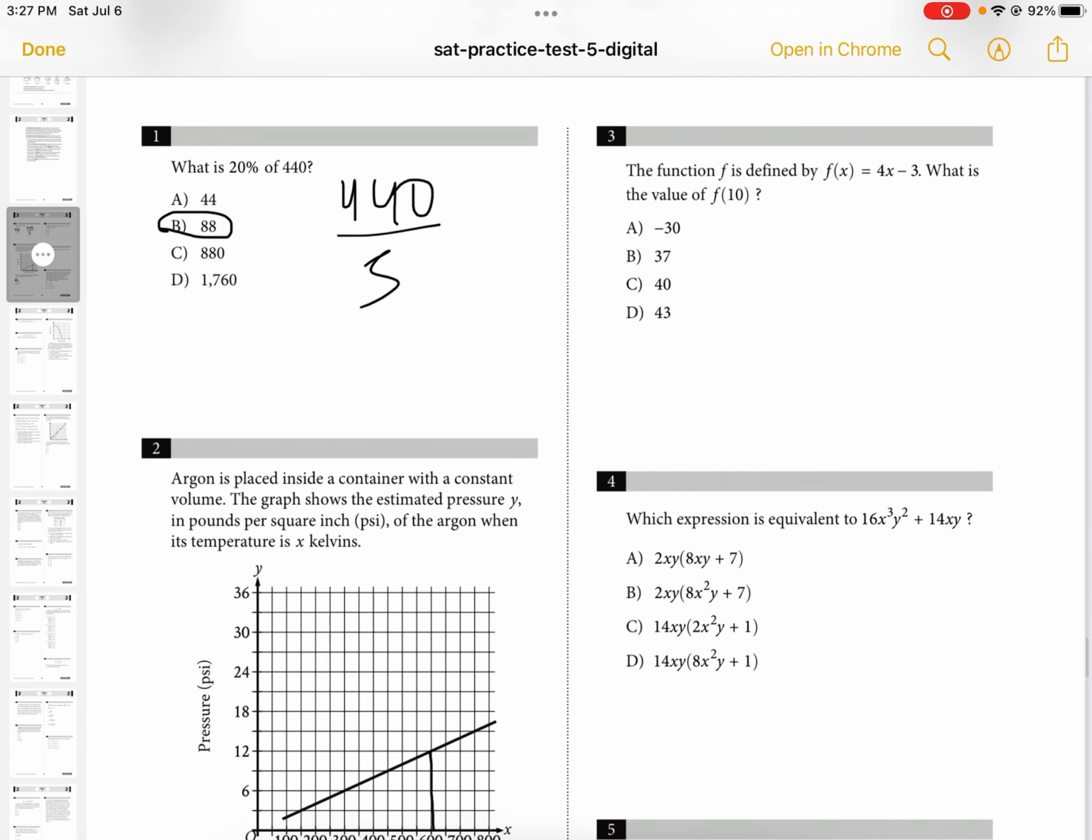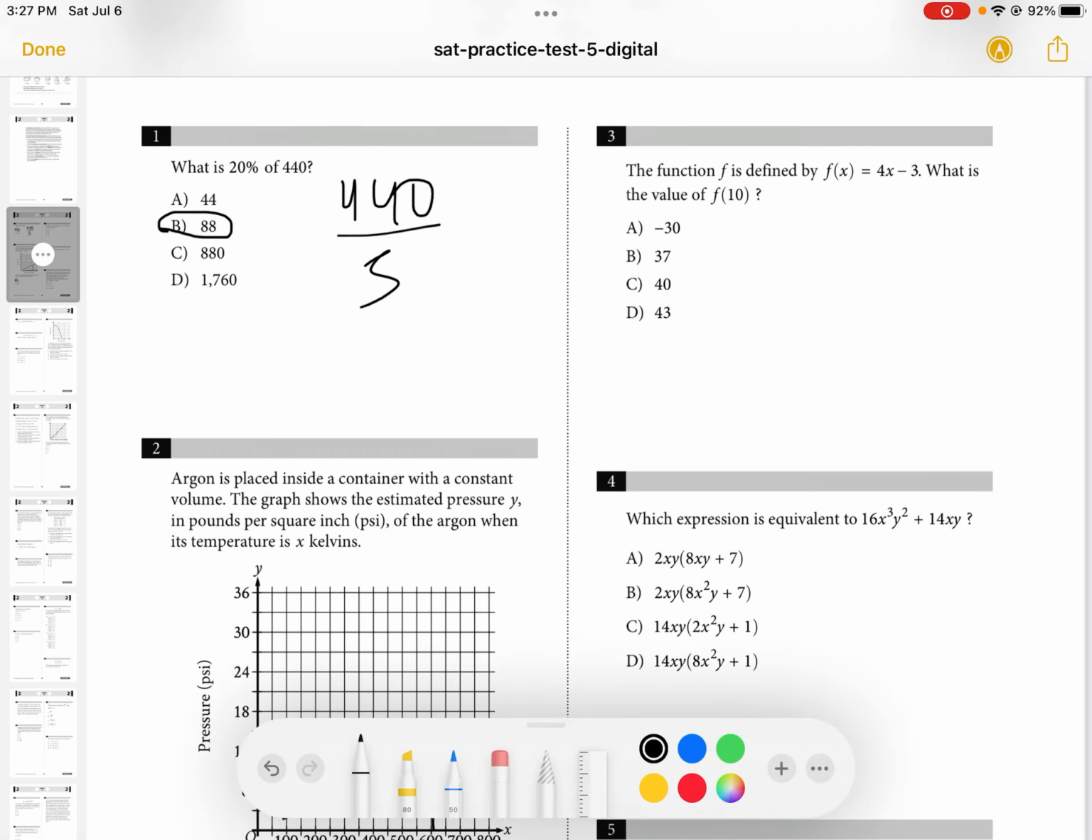Alright, number 3. The function f is defined by f of x is equal to 4x minus 3. What's the value of f of 10? We'll just plug in x equals 10. So the value is 4 times 10 minus 3, which is 37. B.